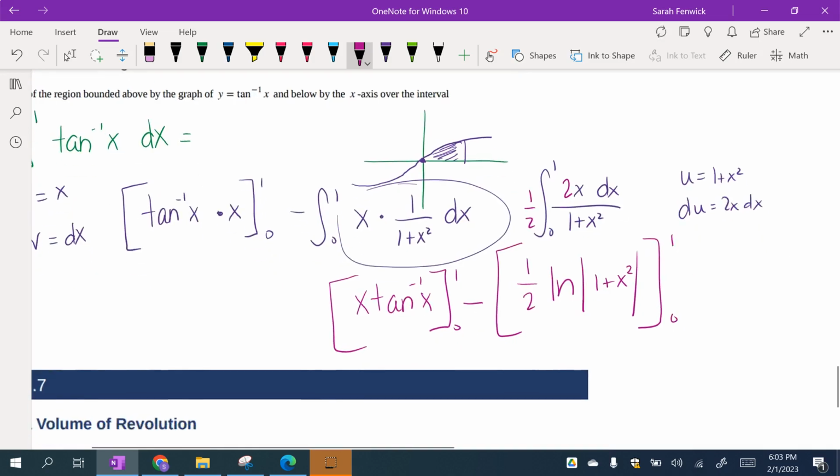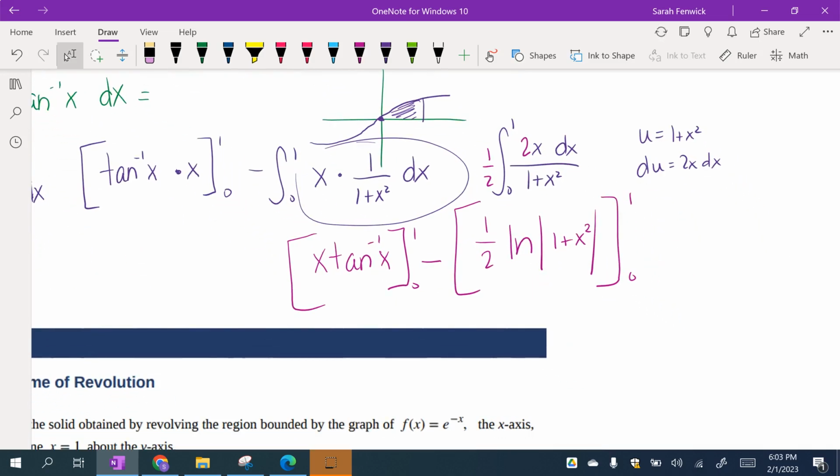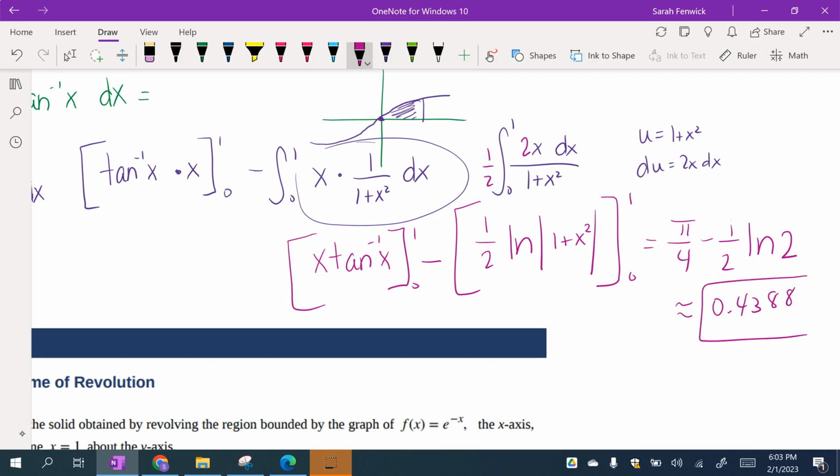And when I plug it all in, we end up with pi over 4 minus 1/2 ln 2. If we put it in the calculator, we end up with a decimal that's approximately 0.4388. But this is the really pretty answer.